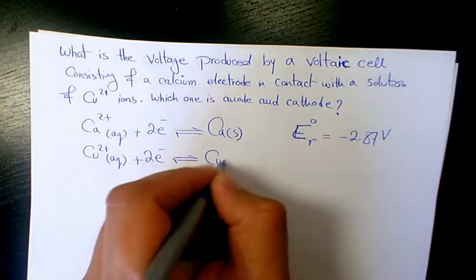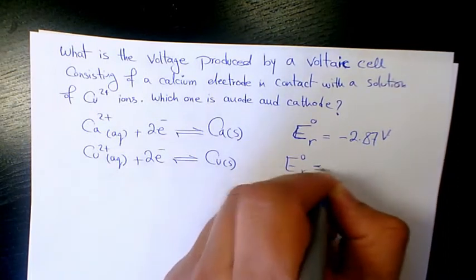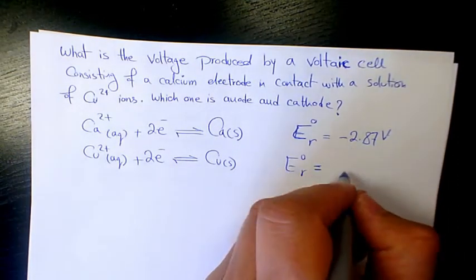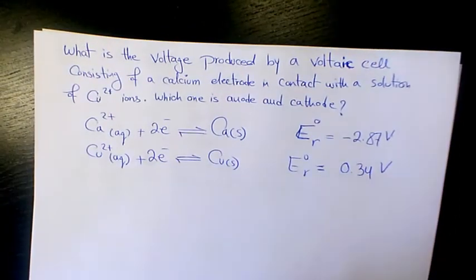That's going to be Cu, and E° is going to be 0.34 volt. So basically I found these two reactions and these numbers from the table called standard reduction potential. So now first of all, let's find out which one is anode and which one is cathode.